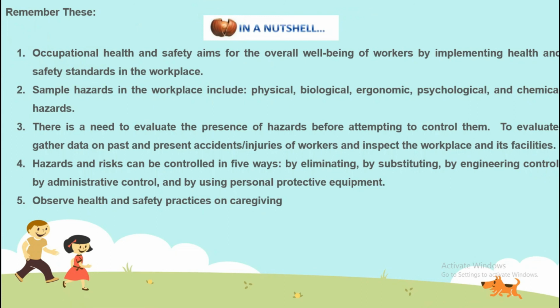Fourth, hazard and risk can be controlled in 5 ways: by eliminating, ang pag-remove, by substituting, by changing the chair or changing the slippery mat on the floor, or by engineering control, by replacing such equipment to be less hazardous, by administrative control, or by giving the workers less time on a certain area to be less hazardous, and lastly, by using personal protective equipment. One example is we can see a lot of PPE in these current events because of the COVID-19. That is the doctors wearing full PPE, okay, to reduce the biological hazard of the virus, which is the COVID-19. Fifth, observe health and safety practices in caregiving.